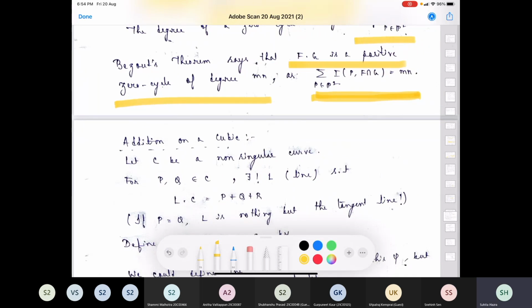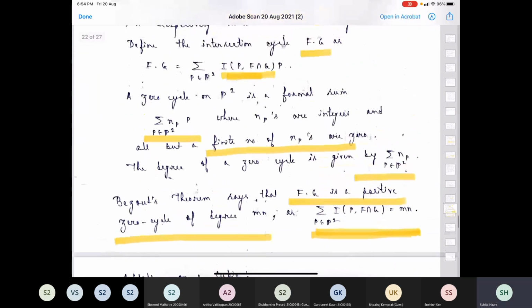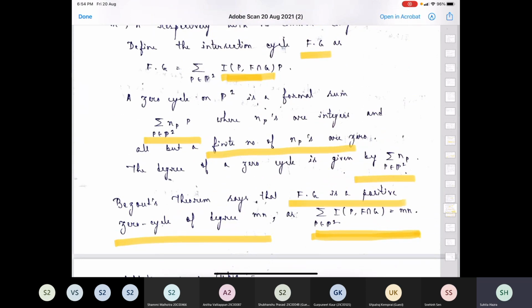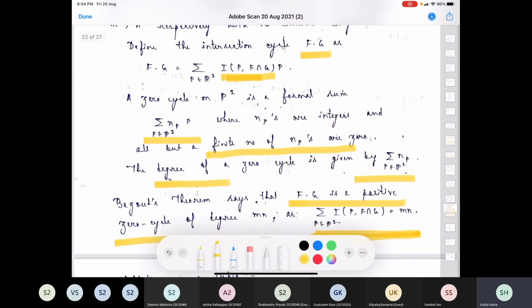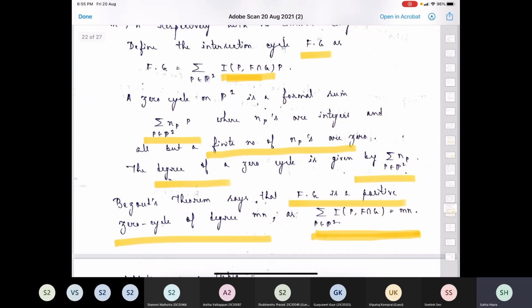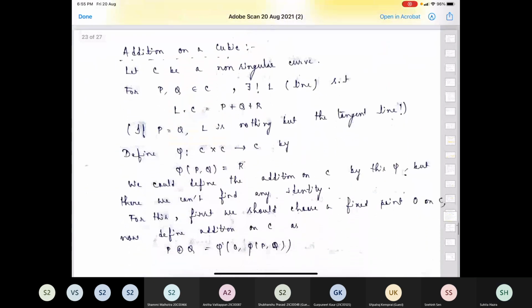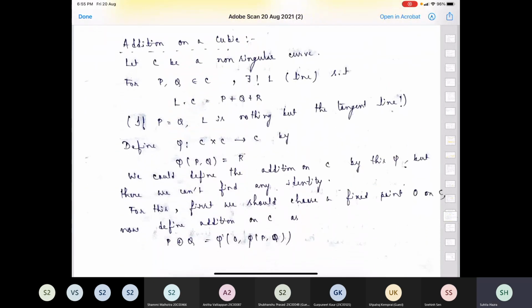This is what Bezout's theorem says to us. And here we have defined the degree of a zero cycle as the summation of n_P, P belonging to P². So now I am going to introduce the addition on a cubic. We can form a group structure using the points of the cubic.